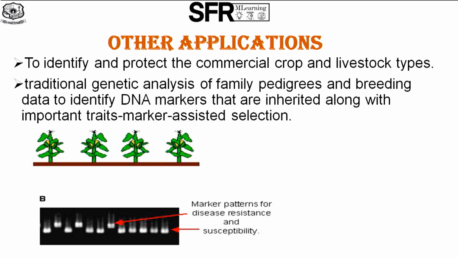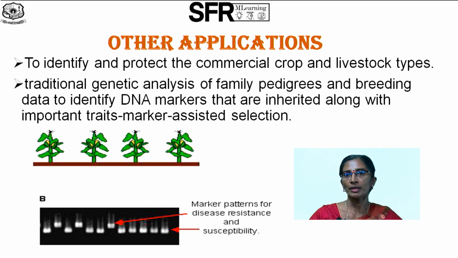Other than these two earlier applications, an important application is to identify commercial crops, to protect them, or to identify new ones. This is also used for analyzing the family pedigree. If you are breeding two new strains or cultivars, using marker-assisted selection we can compare them. For example, in the diagram I have shown the marker pattern used to compare a strain susceptible to disease and a new strain that is insusceptible to disease.